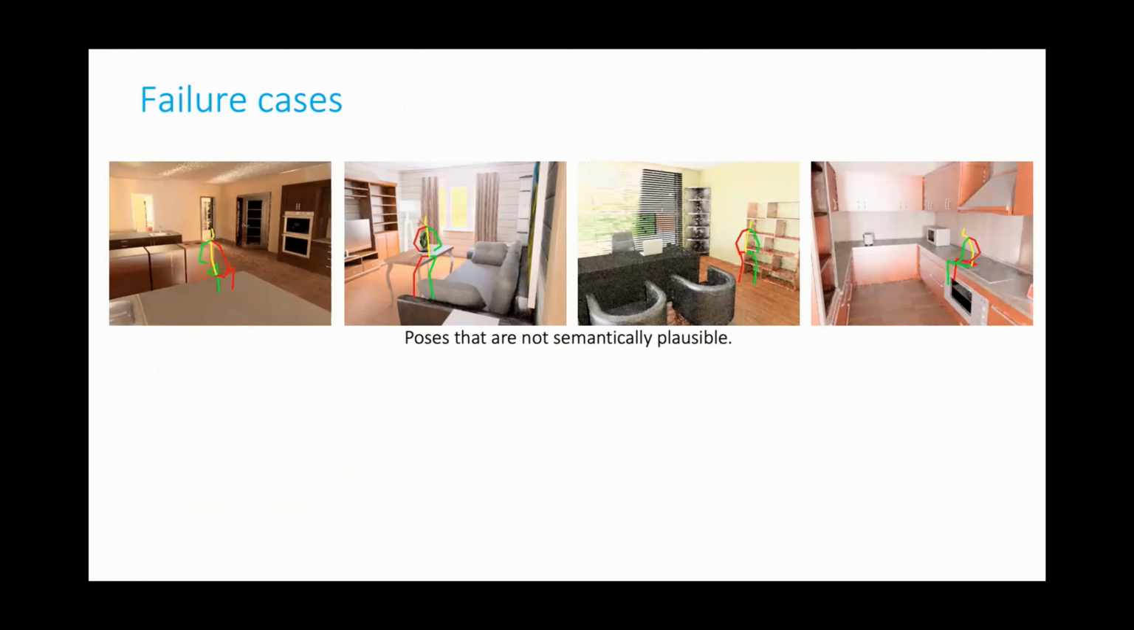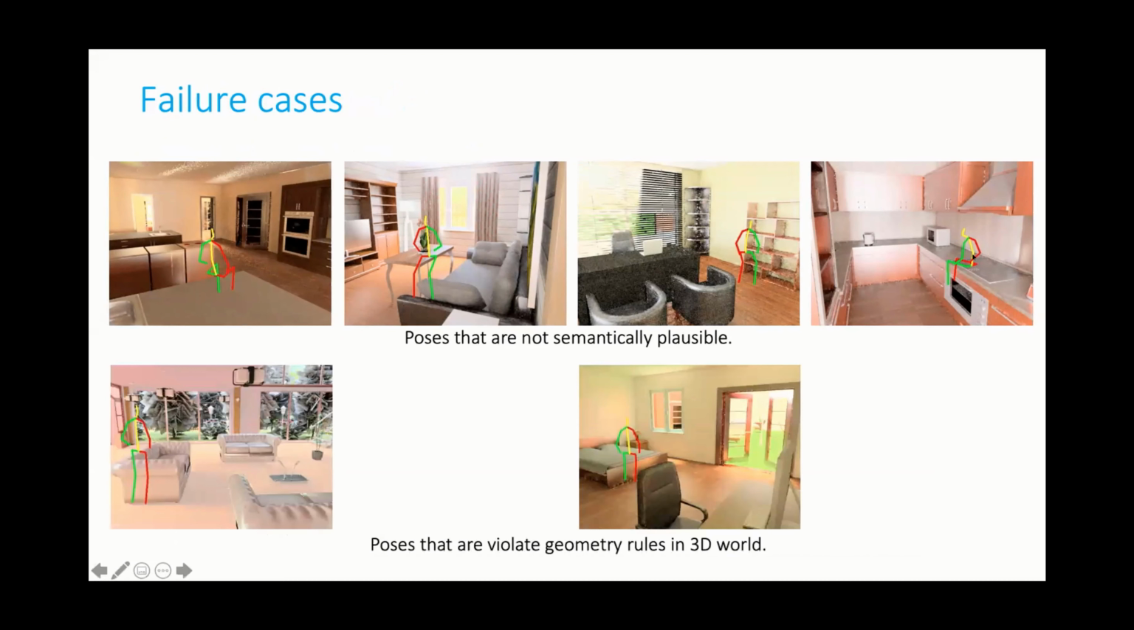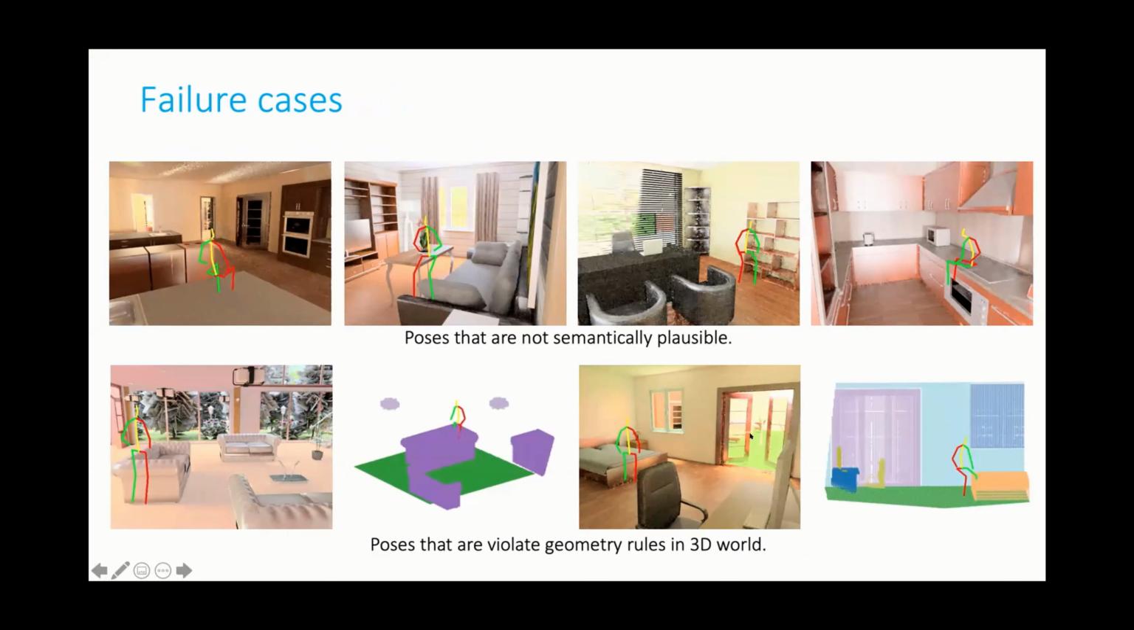Some failure cases. Here, without additional knowledge, this is a sitting surface, but this is a stove, so we should not sit on that. But without additional semantics, the model decides to put a person there. Also, from time to time the object will be close to the furniture or intersect with the furniture a little bit, or be without support. So these are the things we still need to improve.